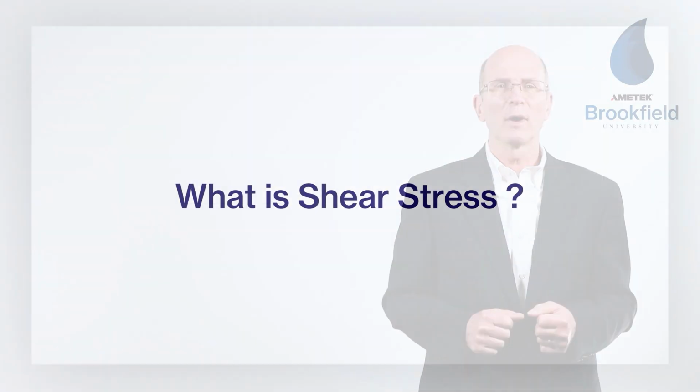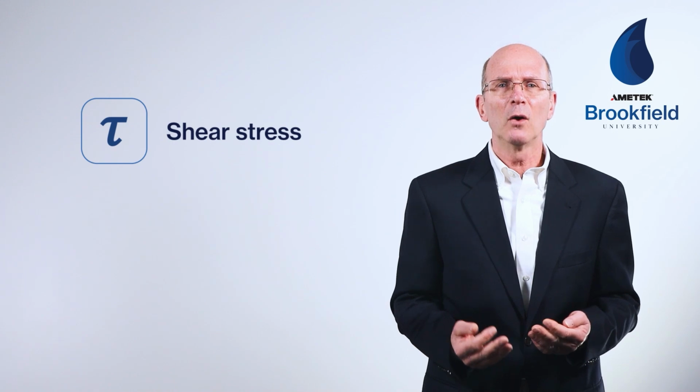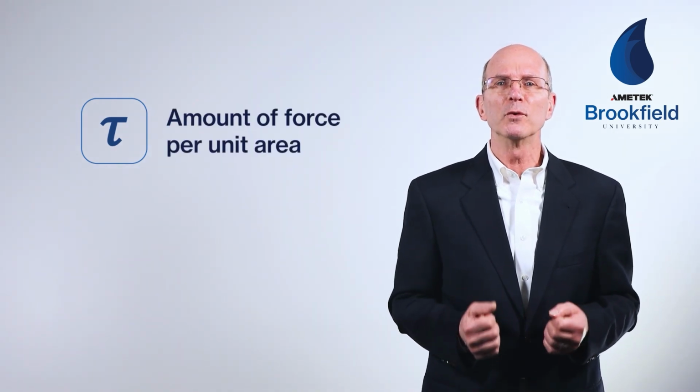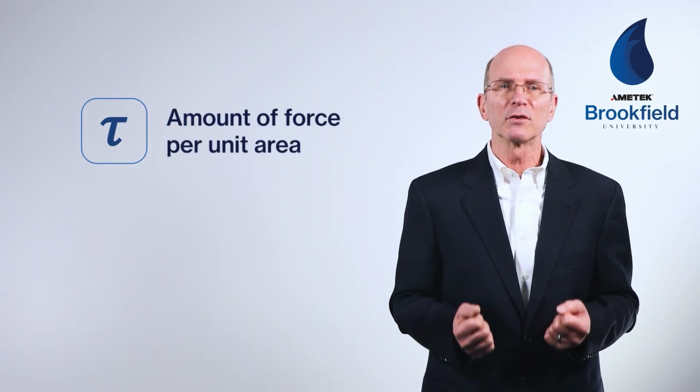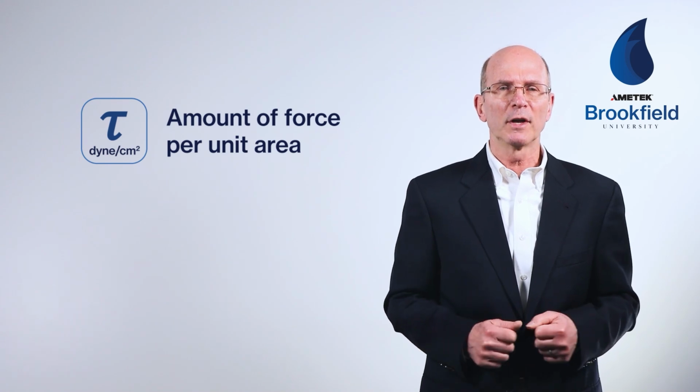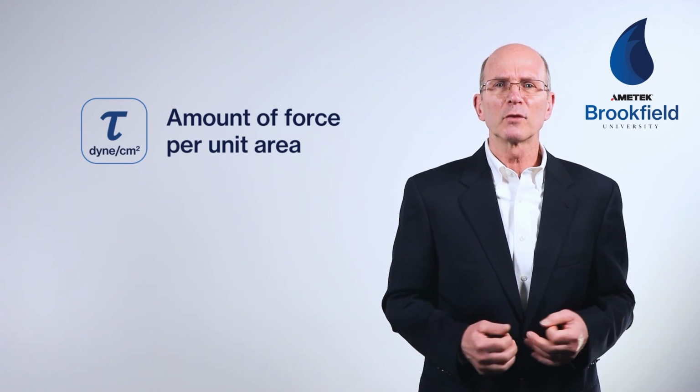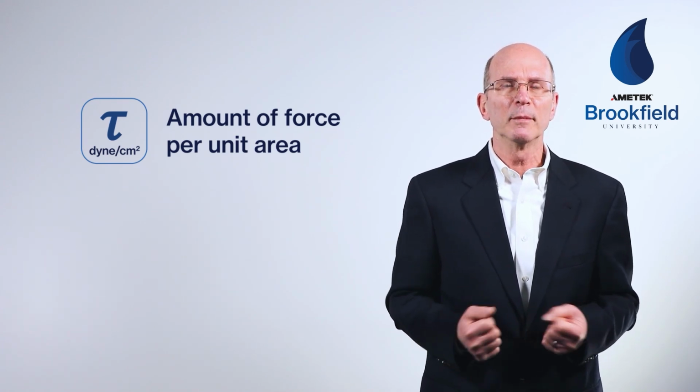Now let's look at shear stress. Shear stress, or tau, is equal to the amount of force per unit area, or in the case of the viscometer, dynes per square centimeter. So shear stress will be displayed in dynes per square centimeter.